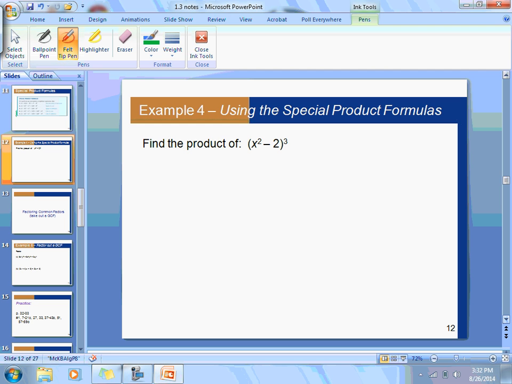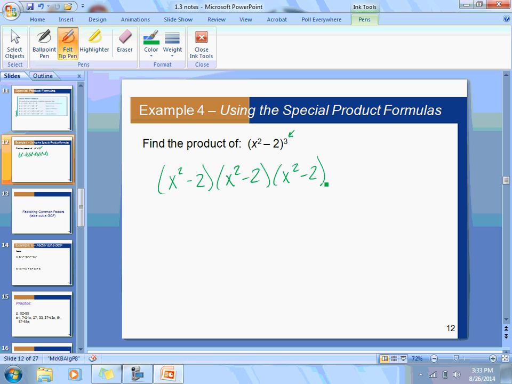So an example 4 here, they want us to find the product. And this was just like on the previous page in that little table. When you have a binomial raised to a certain power, you have to rewrite it that many times. So this is the quantity x squared minus 2 multiplied by itself 3 times. So if we had x to the third, we'd have x and x and x. Well, now we just have x squared minus 2 to the third. So we need x squared minus 2, x squared minus 2, x squared minus 2.